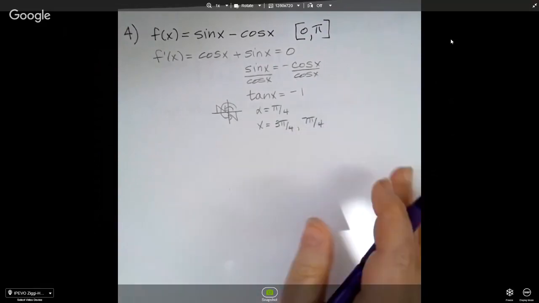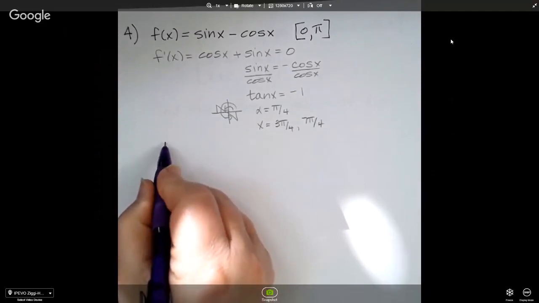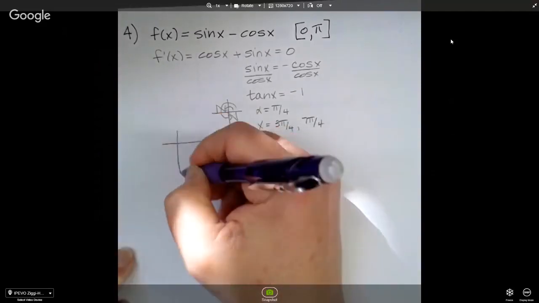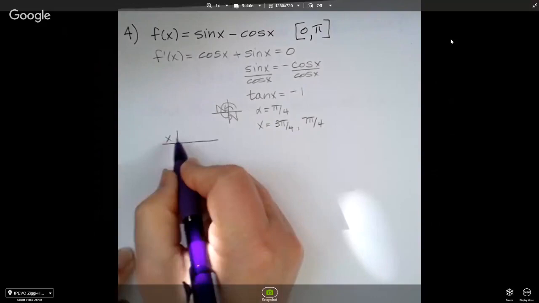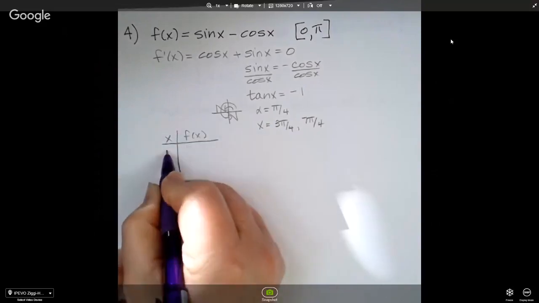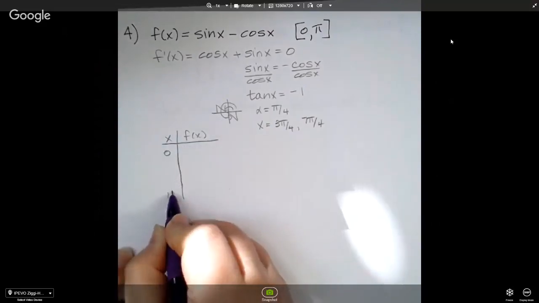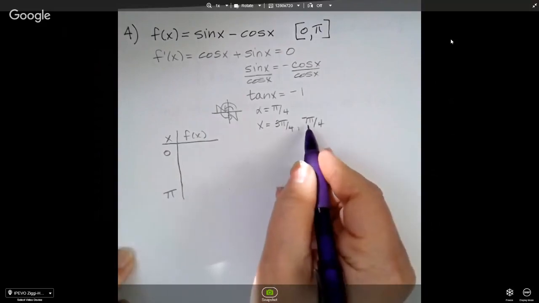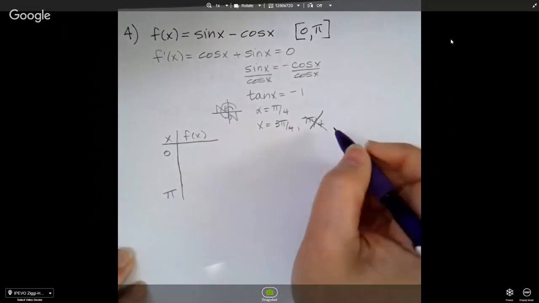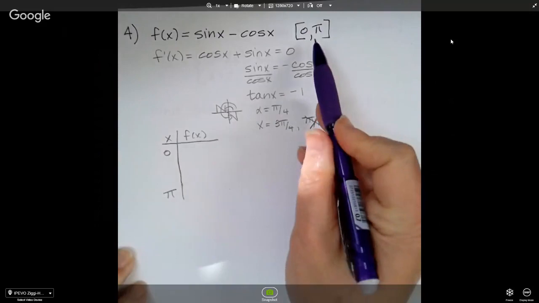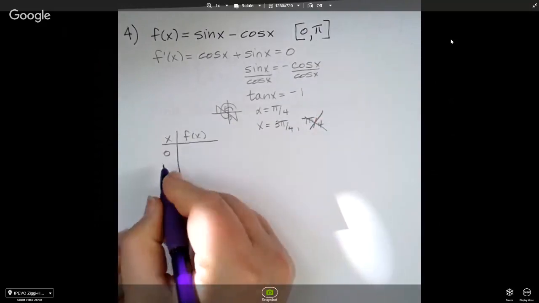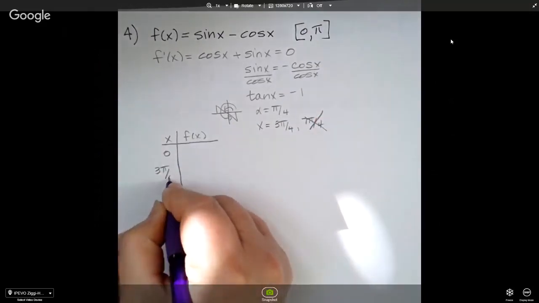So on my chart, I am going to plug in the endpoints, which happen to be 0 and pi. And I don't have to worry about the 7 pi over 4, do I? Because that one is outside of this interval, which is nice. So I'm only going to put one point on here, which is 3 pi over 4.